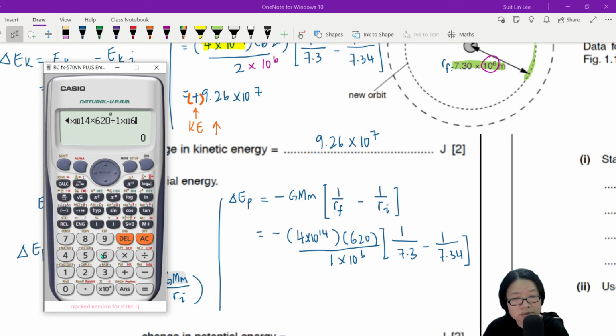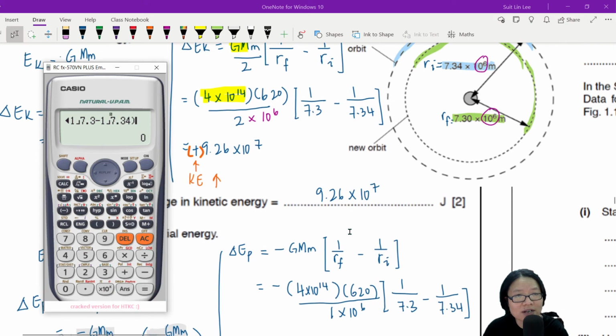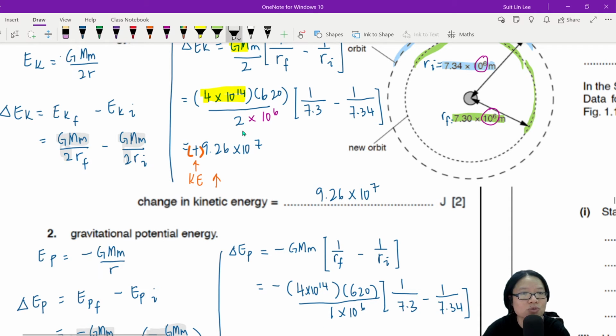Okay, then we will multiply this one bracket. 1 over 7.3 minus 1 over 7.34. So if your calculator didn't crash or you didn't close the calculator accidentally, or cancel everything, if you look at the calculation here, what you could do is you just change these two into one. Just change these two. I got that better. Show you. Change these two into one.